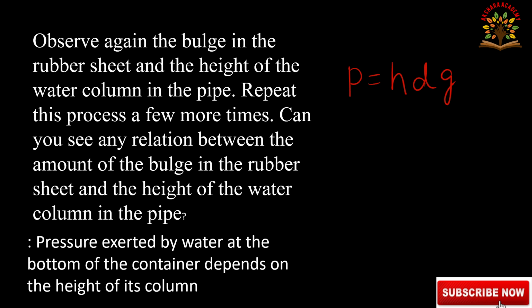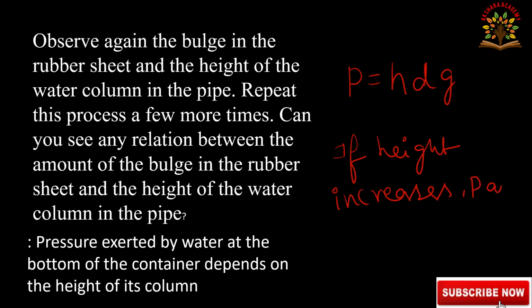If height increases, what happens to pressure? P also increases. So that's why when pressure increases, in this second situation, the balloon is bulging more than in the previous case. So by this we conclude that pressure exerted by water at the bottom of the container depends upon the height of its column.